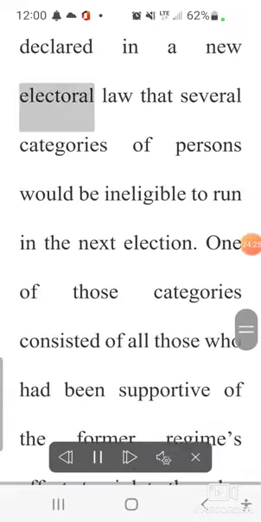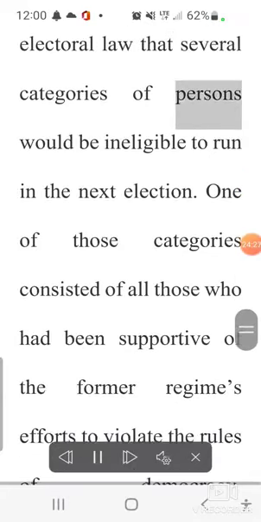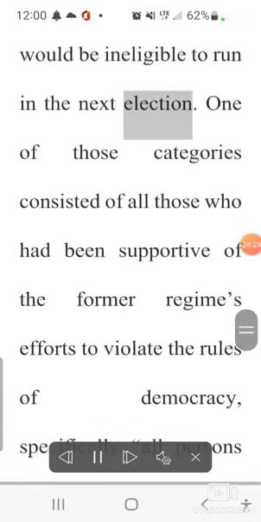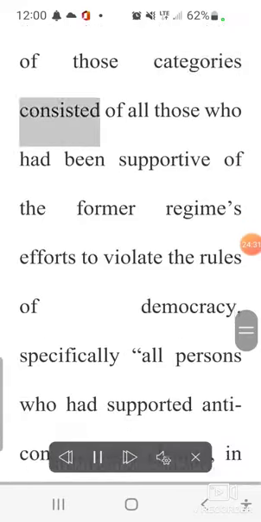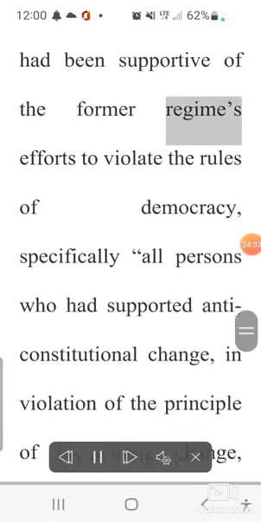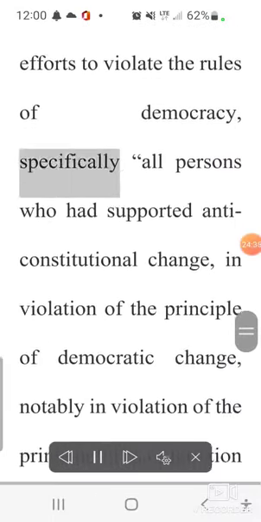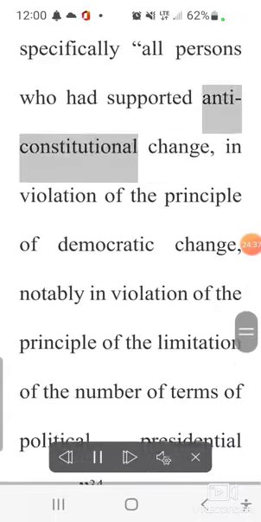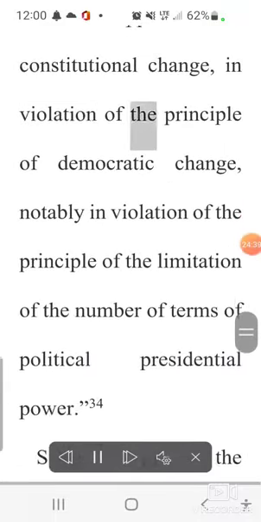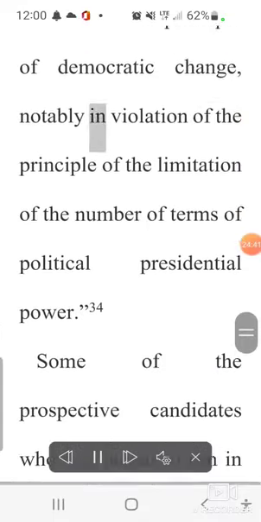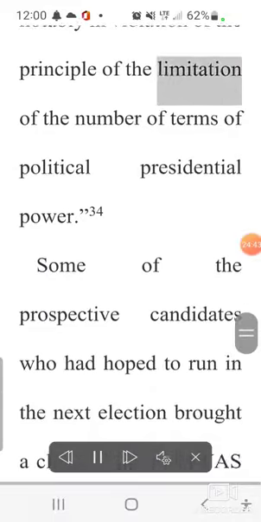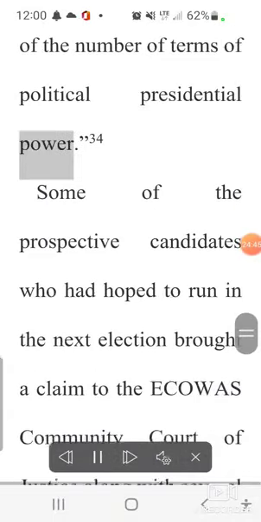It declared in a new electoral law that several categories of persons would be ineligible to run in the next election. One of those categories consisted of all those who had been supportive of the former regime's efforts to violate the rules of democracy, specifically all persons who had supported anti-constitutional change, in violation of the principle of democratic change, notably in violation of the principle of the limitation of the number of terms of political presidential power.